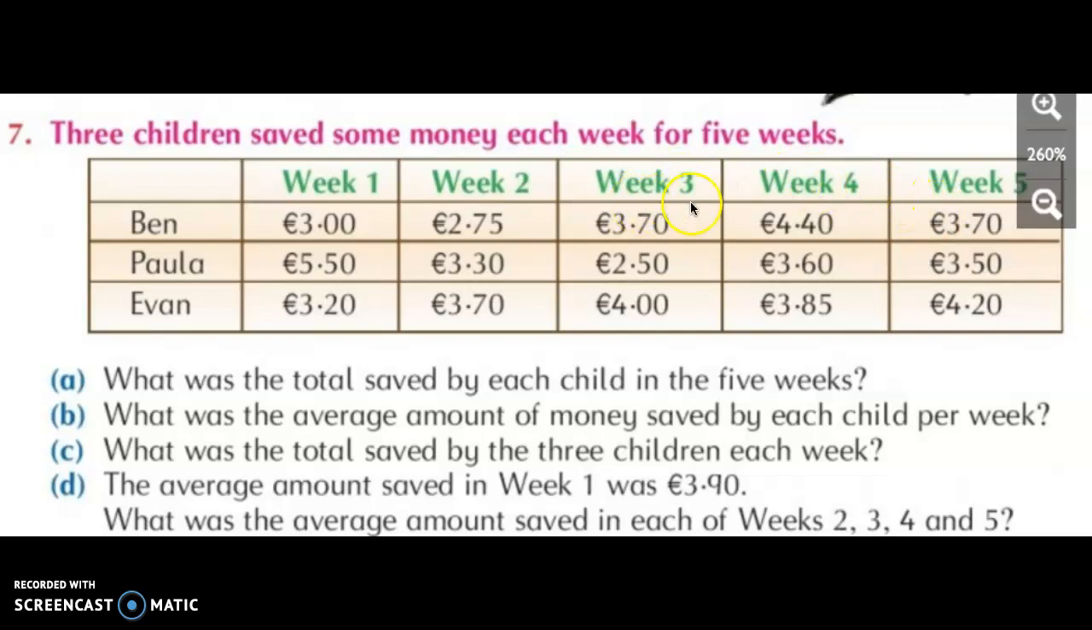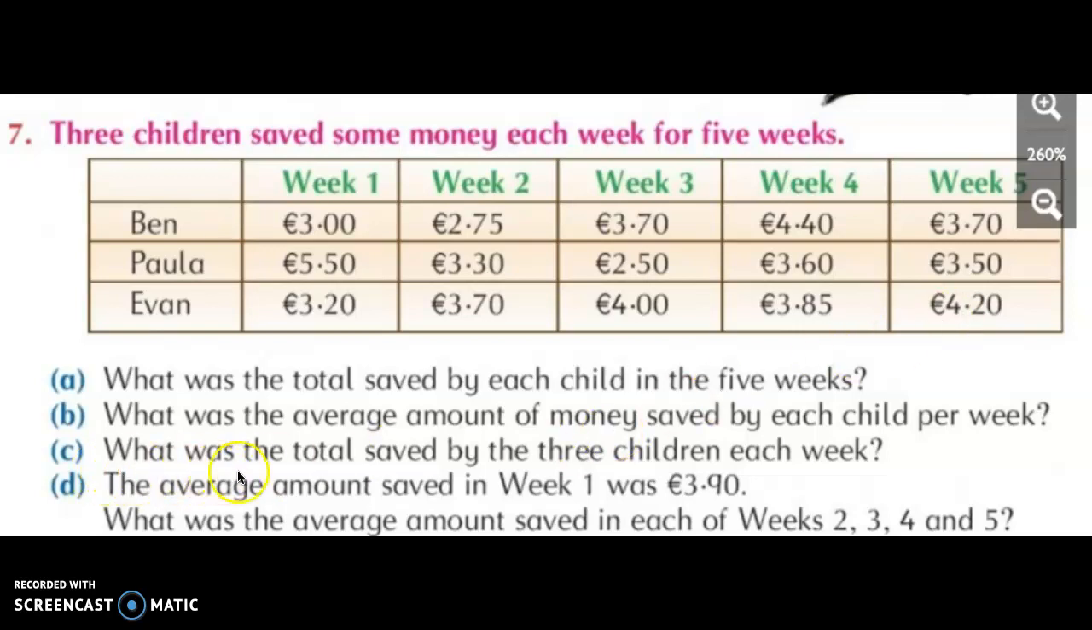But because there are 5 weeks, the answer you got for whatever Ben saved in 5 weeks, you must now divide by 5. Okay, and you do the same for Paula and the same for Evan. Now remember, to find the average, you add all 5 weeks for one of the children and divide by 5. So you should have 3 answers there.